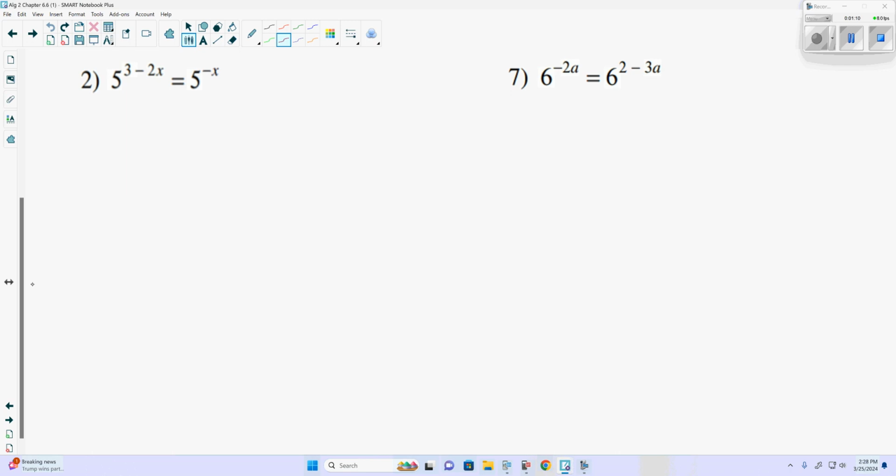So the only way that 5 to the 3 minus 2x is equal to 5 to the negative x is if 3 minus 2x is equal to negative x. The only way that this is equivalent is if the exponents have the same value. So for us here, 5 to the 3 minus 2x equals 5 to the negative x whenever 3 minus 2x is equal to negative x.